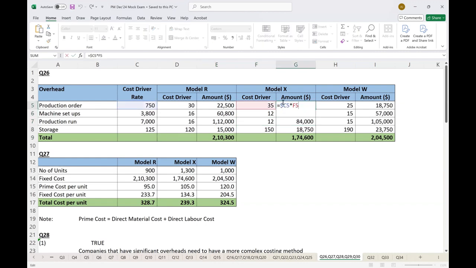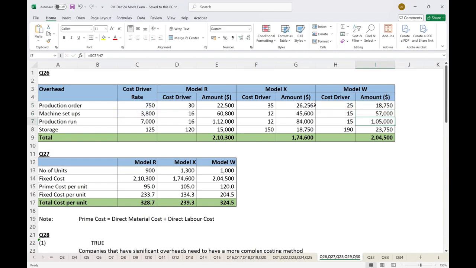You will see that I have frozen this particular column where the cost driver rate is given, so that I can simply copy paste the formula from one cell to another. You can also do it in the exam. So I get the amounts here and I can total them up. And then model W, similarly, 715 to 25.